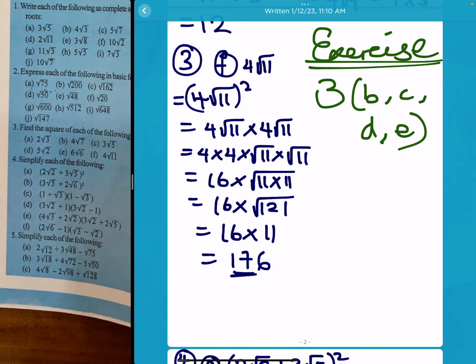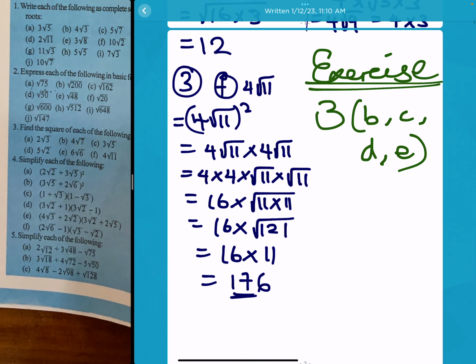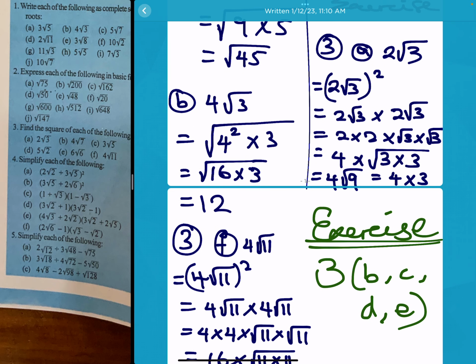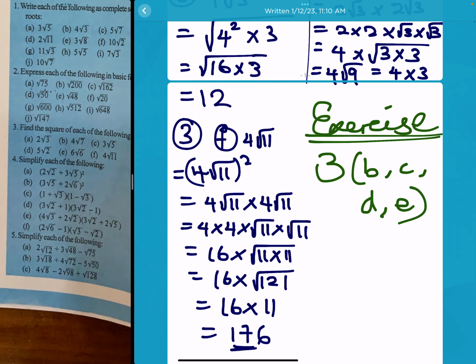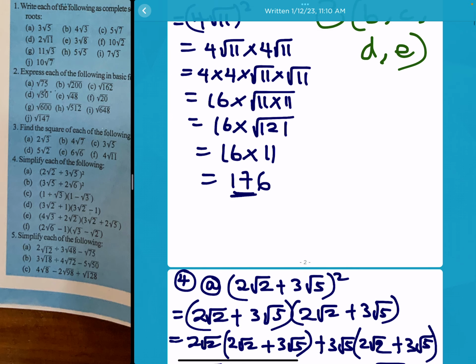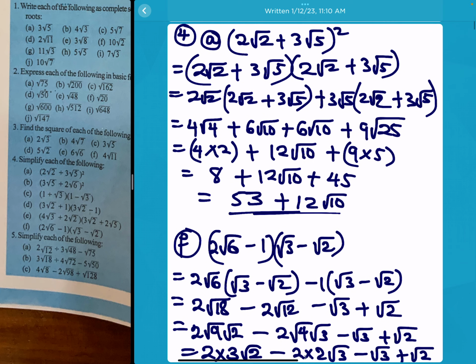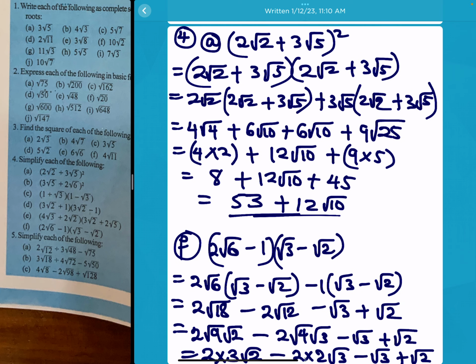From number three, answer questions B, C, D, and E as your exercise. I've done A, B, and F, so you do C, D, and E. Otherwise, let's go to number four.